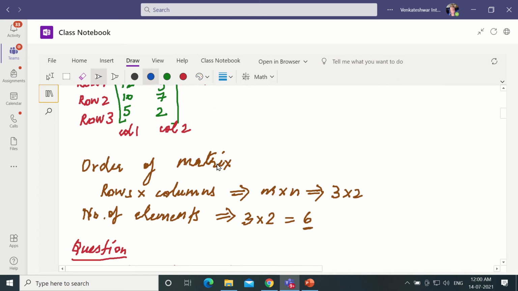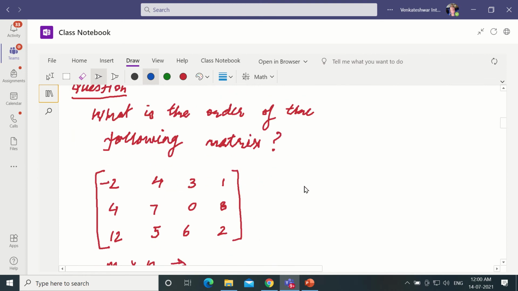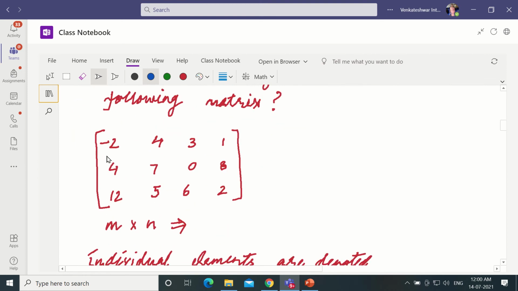So 6 elements. So let us do this question. What is the order of the following matrix? Here, m is the number of rows, so we have 3 rows, and n is the number of columns, so we have 1, 2, 3, 4 columns. So this becomes m into n, that is a 3 by 4 matrix.